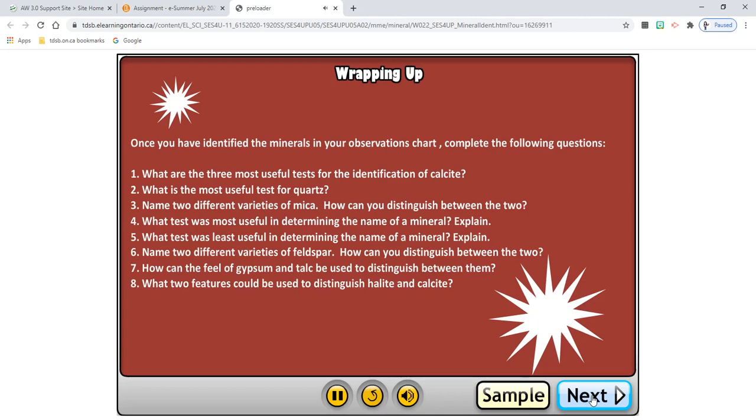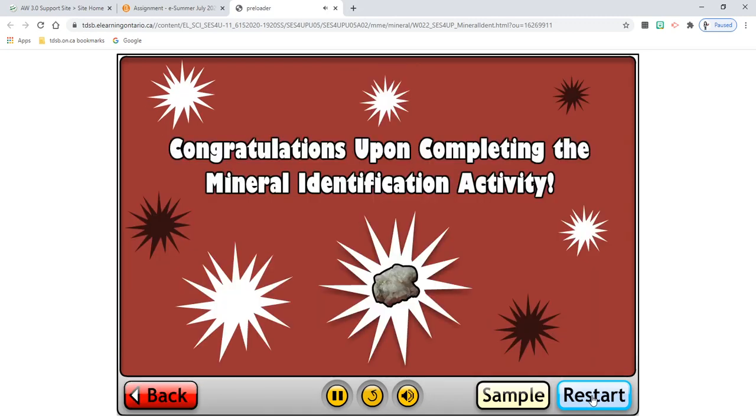Explain. Name 2 different varieties of feldspar. How can you distinguish between the two? How can the feel of gypsum and talc be used to distinguish between them? What 2 features could be used to distinguish halite and calcite? Congratulations upon completing the mineral identification activity!